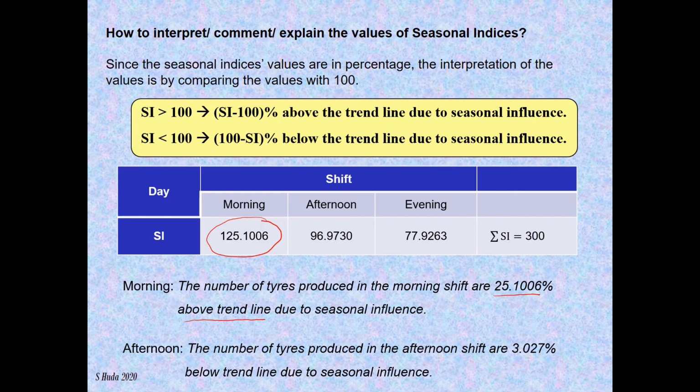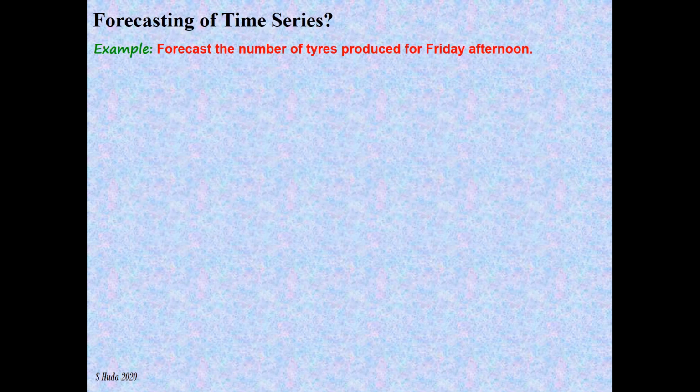Meanwhile, the afternoon shift is 3.027% below the trend line due to seasonal influence. Why below? Because the SI value is less than 100%. Okay, we proceed to forecast or estimate or predict the number of tires produced for Friday afternoon.